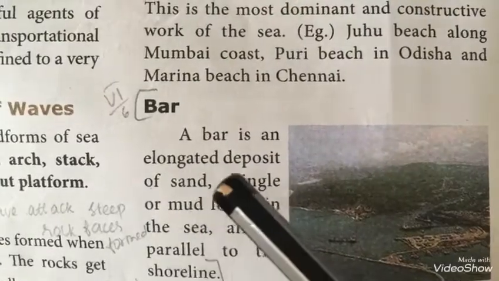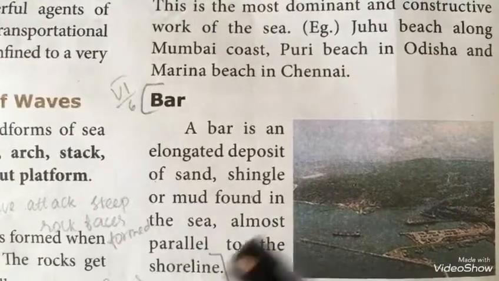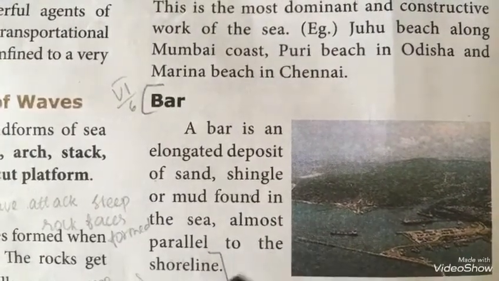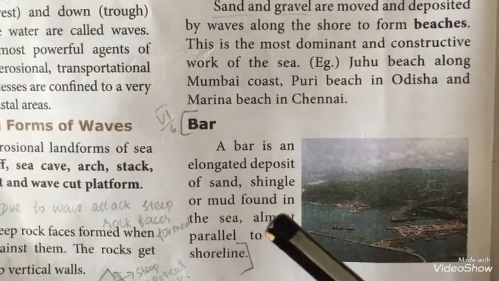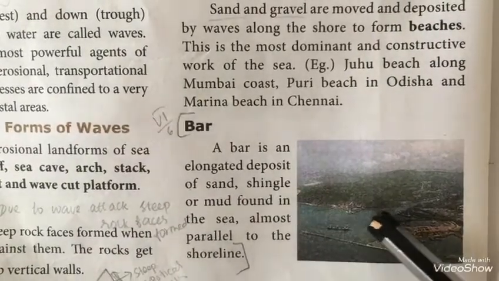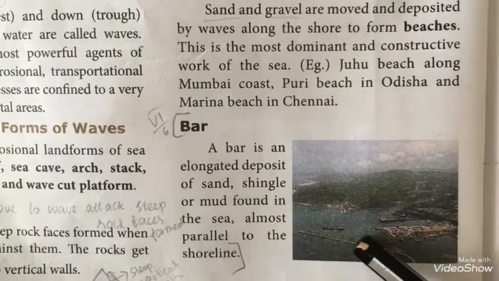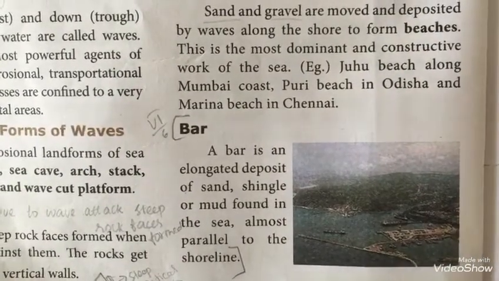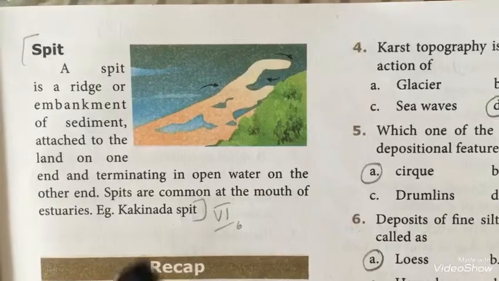Bar. A bar is an elongated deposit of sand, shingle or mud found in the sea, almost parallel to the shoreline. So the sand particles and gravels found in the sea are deposited parallel to the shoreline. So this is called bar. These are sea bars.